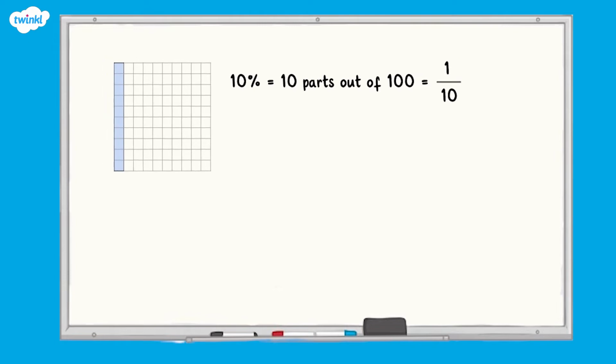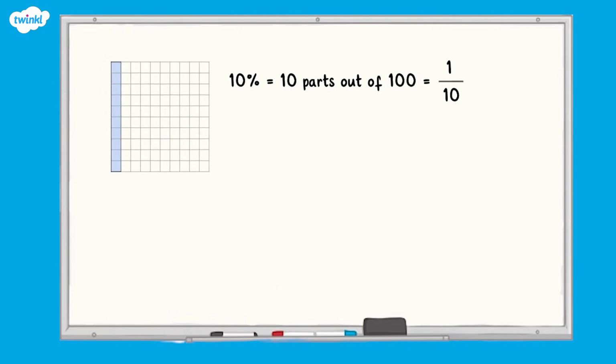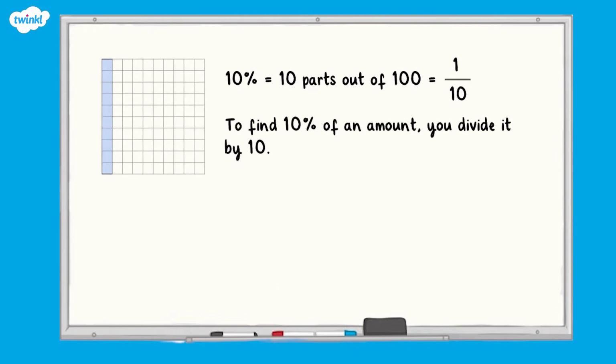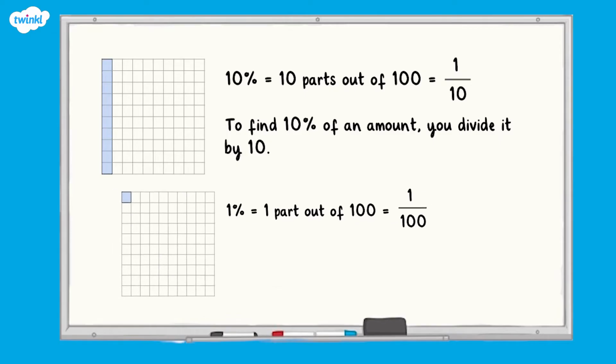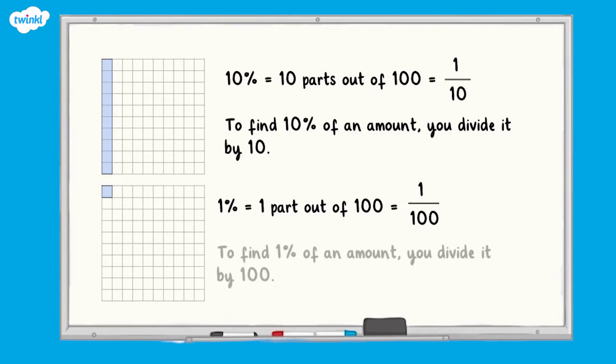10% is 10 parts out of 100. This is the same as 1/10. To find 10% of a number, we find 1/10 of it, or divide by 10. 1% is 1 part out of 100. This is the same as 1/100th. To find 1% of a number, we find 1/100th of it, or divide by 100.